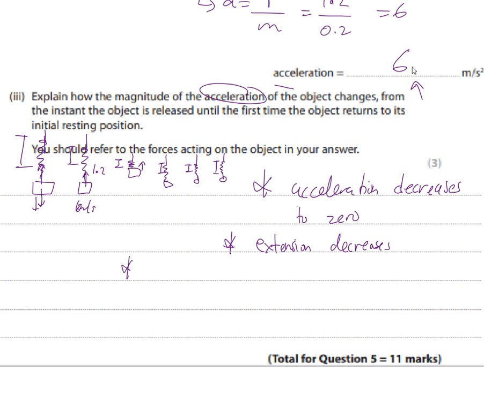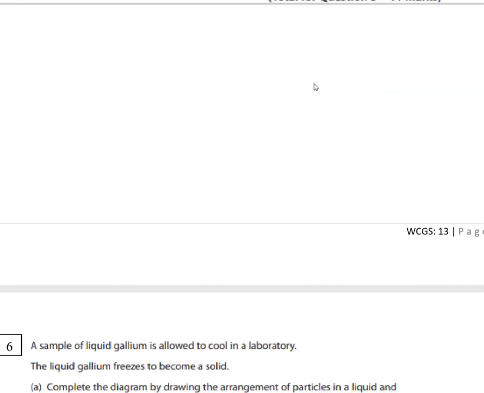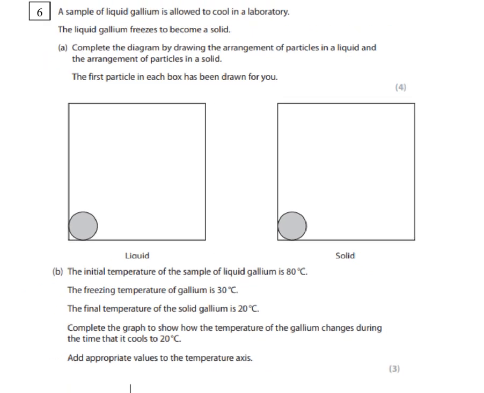Okay. Now, since the extension decreases, what's going to happen is the resultant force. So this force here is 1.2. What happened to it eventually? Because you're going to stop, it decreases till it reaches 0. Why does it reach 0? Because we know that the object goes back to its initial resting place. That's what happened. Done.